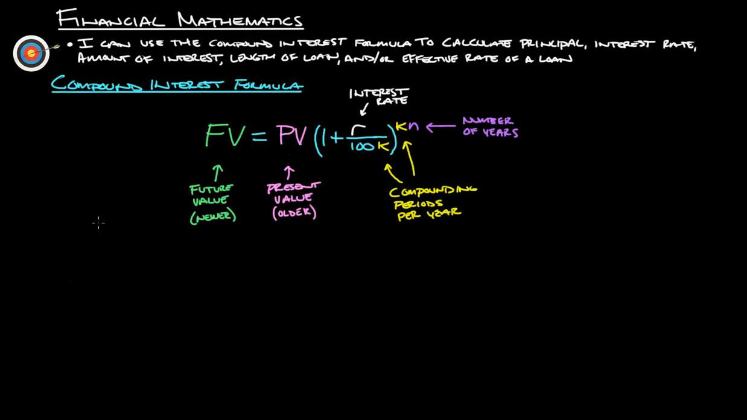All right, so first things first, compound interest formula. This is the formula that you will get on your IB test. FV stands for future value, which is the newer value, equals PV, present value, or the older value, times 1 plus R, the interest rate, not as a decimal, just the plain interest rate, because dividing by 100 here is going to turn that into the decimal. And then K is the compounding periods per year, and N is for the number of years. So that's our formula, okay?